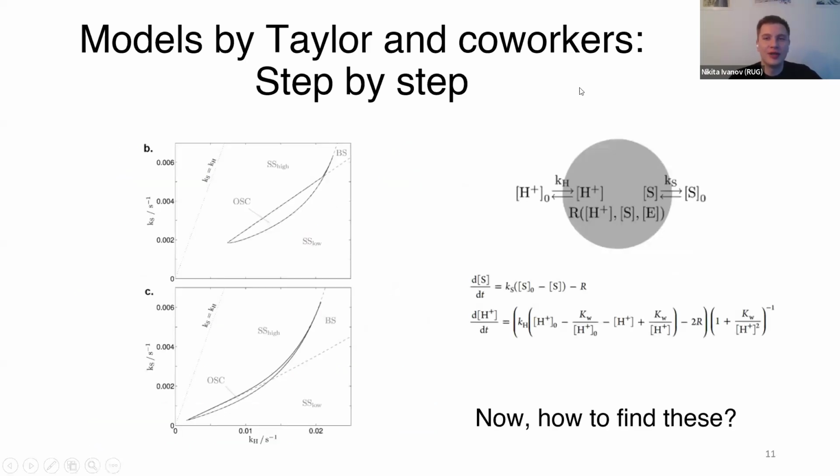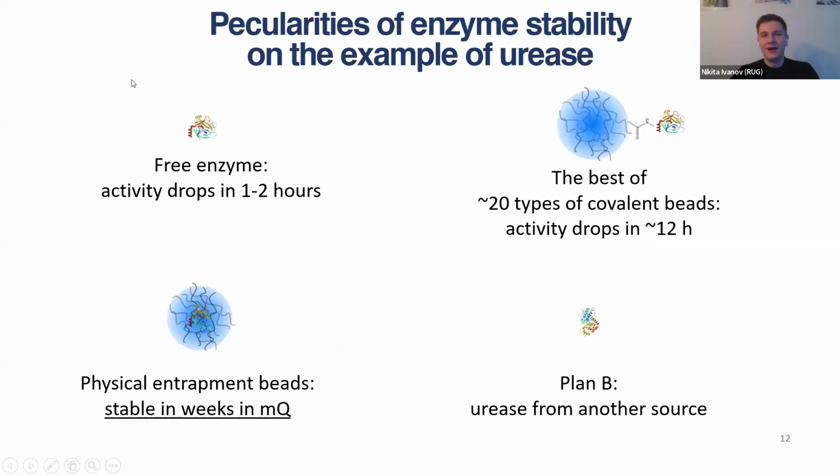And basically, the conclusion here is that there must be a region, quite a narrow one, in the section of the phase diagram by the rate constants for the substrate and for the protons, where we should observe oscillations. I believe in that. So now, how to find these?